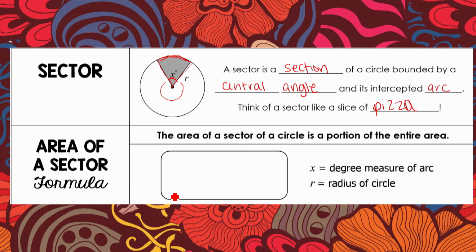So we're going to have the area is equal to x, which is the degree measure of the arc, this little measure here, times pi r squared. Again, we have pi, which is a number, not a letter, and then r, which is a letter, a variable, and we're going to divide by 360.